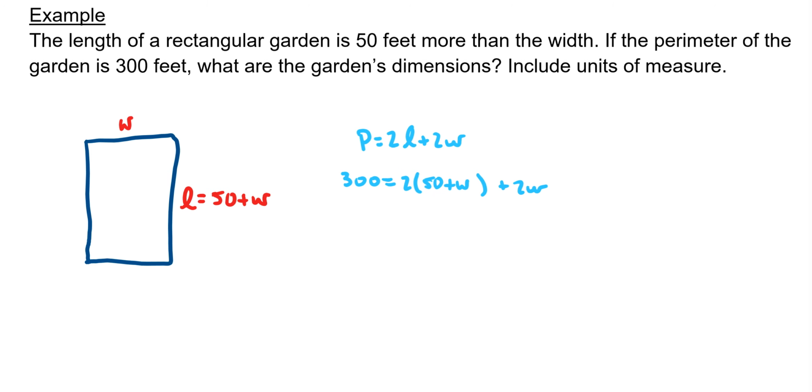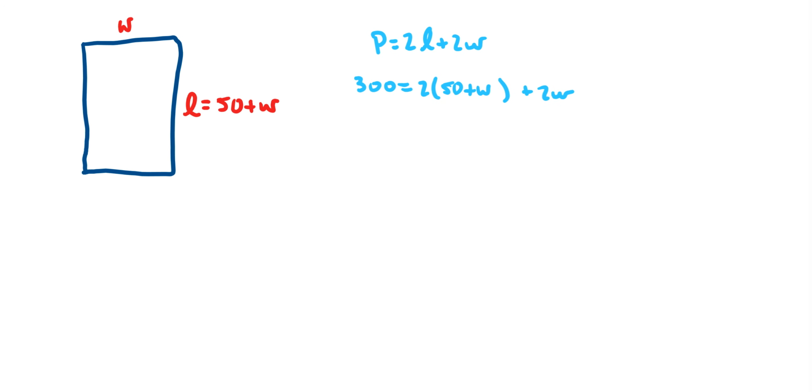So just like the one that we just did, we just created a linear equation in terms of one variable, so we can solve this for W. We're going to start by distributing the 2 on the right-hand side and get 100 plus 2W, and then plus that 2W at the end. Pretty similar to last time, we can subtract 100 on both sides to get all of the constants on the left, keep the variables on the right. So 300 minus 100 is 200. And then we have 2W plus 2W gives us 4W. And then divide both sides by 4 to solve for W.